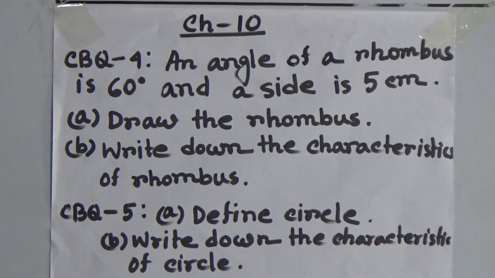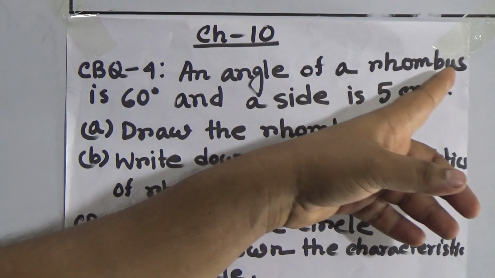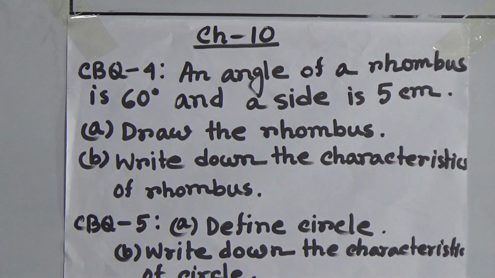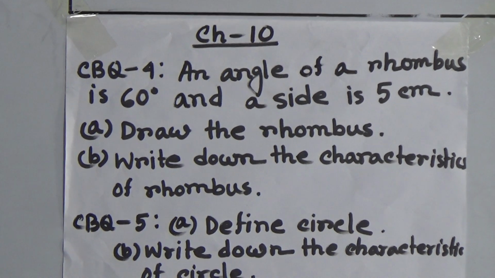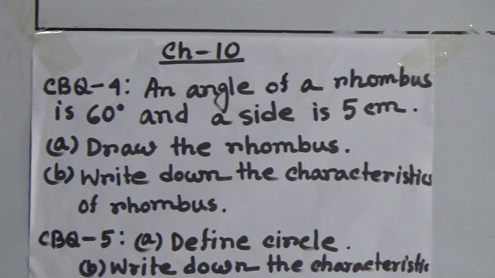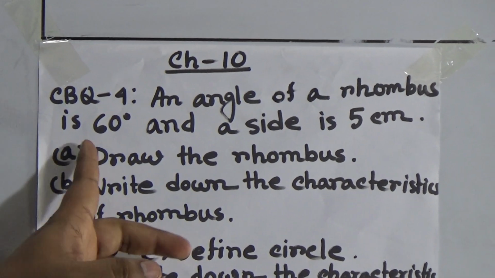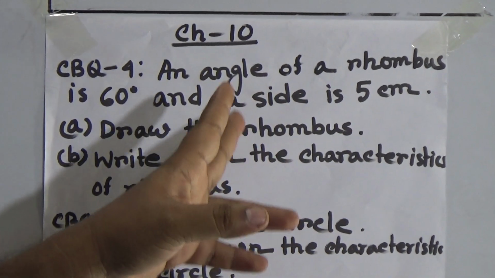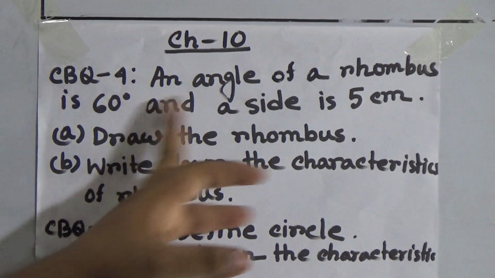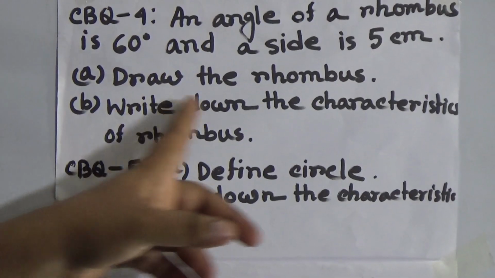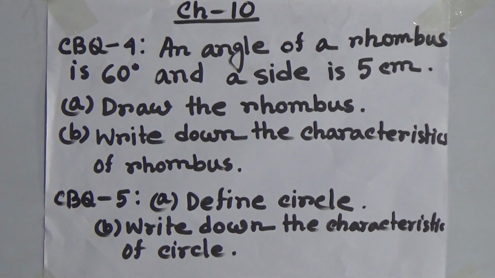We shall read first. An angle of a rhombus is 60 degree and a side is 5 centimeter. Do you know the definition of rhombus? A quadrilateral whose all sides are equal and no angle is a right angle is called a rhombus. So by using this information, that means each angle 60 degree and side 5 centimeter, we draw the rhombus. B number, write down the characteristics of rhombus.